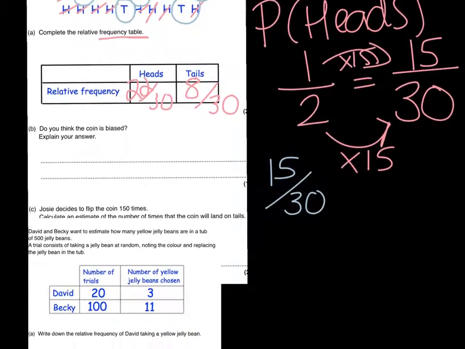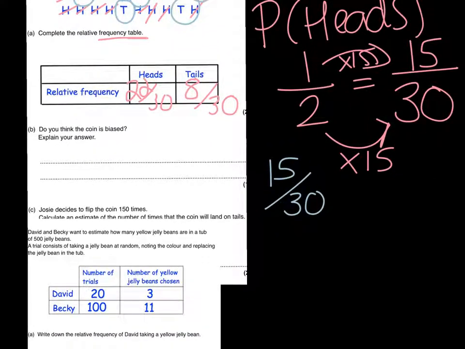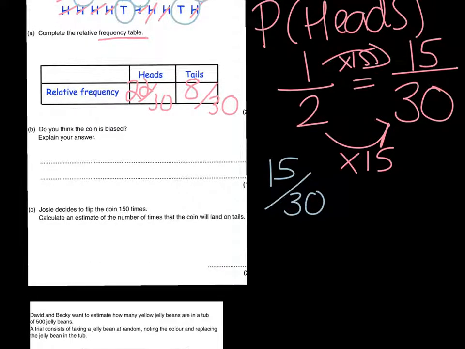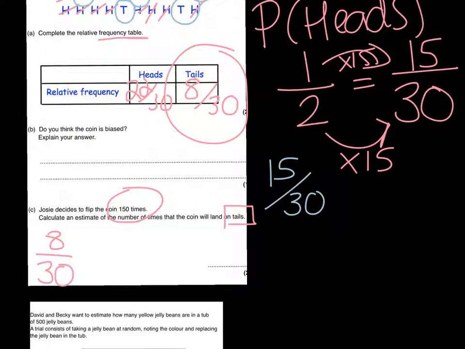If we just look at the final part to that question, it says, Josie decides to flip the coin 150 times. Calculate an estimate for the number of times it will land on tails. So currently it lands on 8 out of 30 for tails, but we don't want it 30 times. We want to know what if we did it 150 times. So instead of being out of 30, we want it to be out of 150.